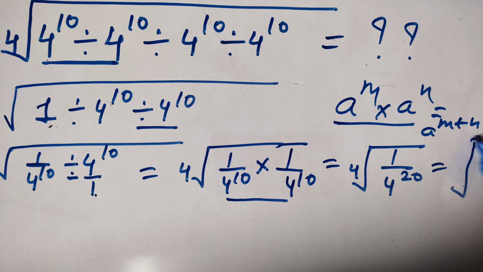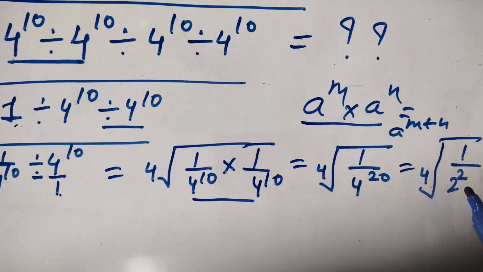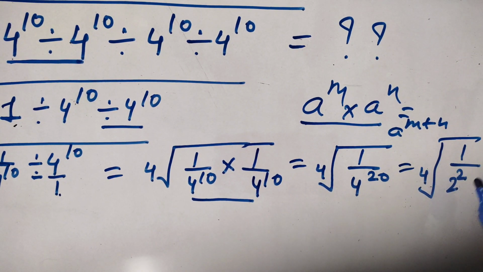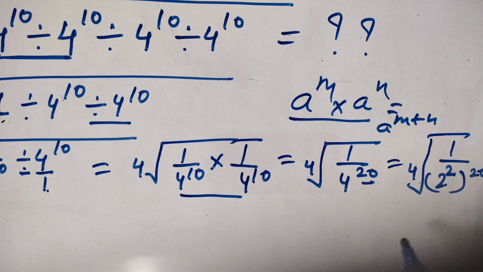Now see this 1 upon 4 raised to the power 20. Can we write this 4 as 2 square? And the power is 20, so it will remain the same. Power remains the same.